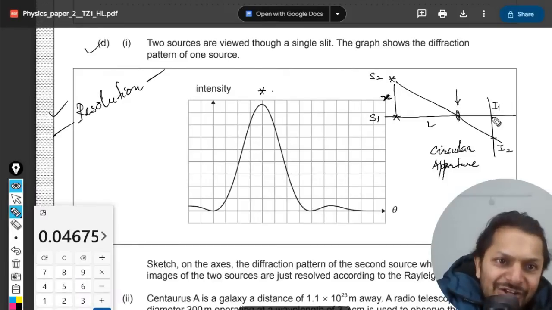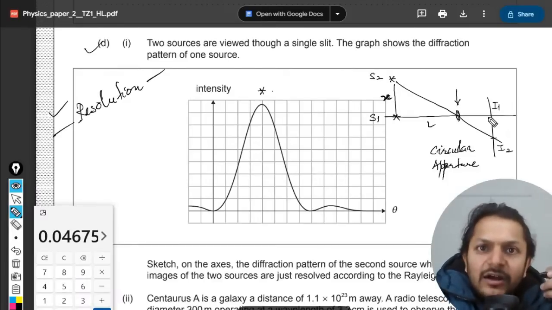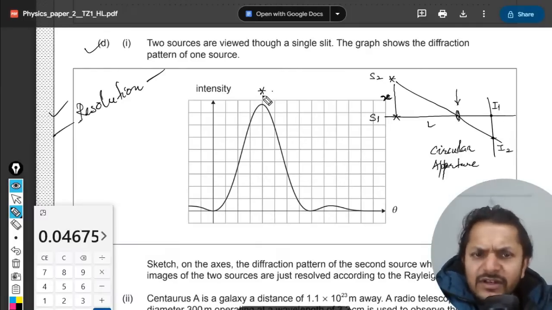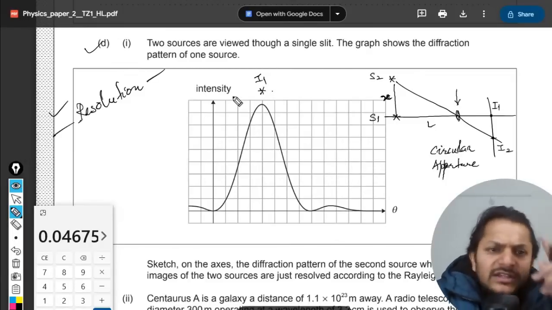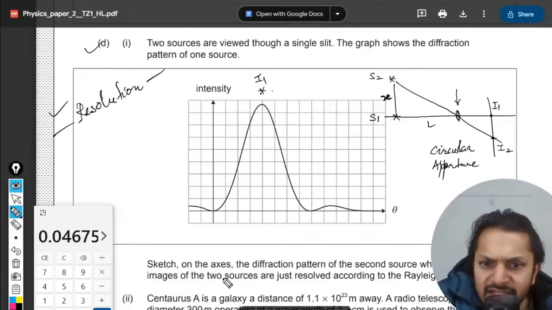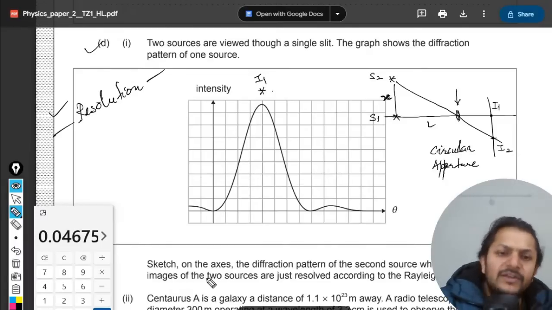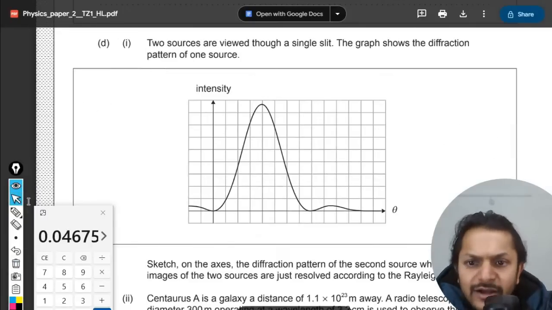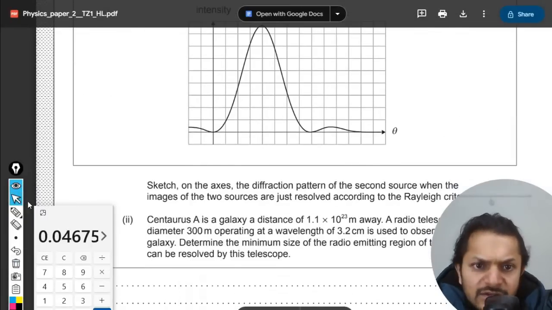Now, I1 is the image of the first star. And this is the central maxima of the first star. This is the central maxima of the second. Like this, they have given. So we can say this is I1 or I2, one star, anything. Sketch on the axis the diffraction pattern of the second star. Okay, so fine. This was about the background information. Let us now see what they want to ask.